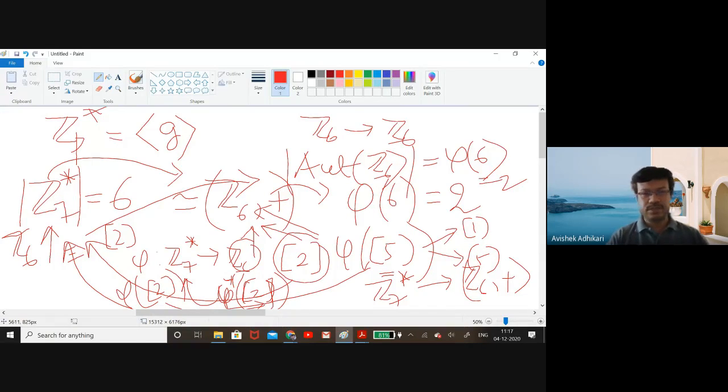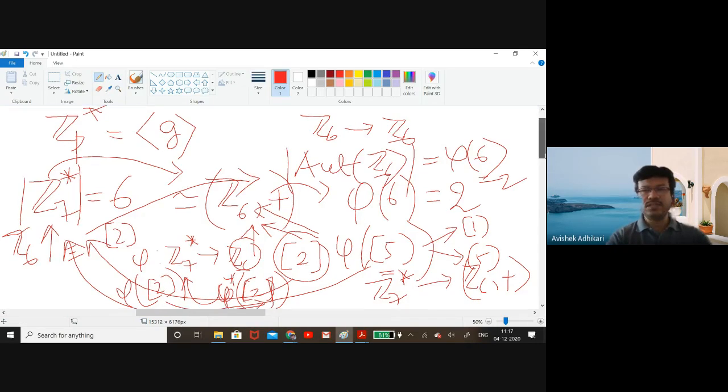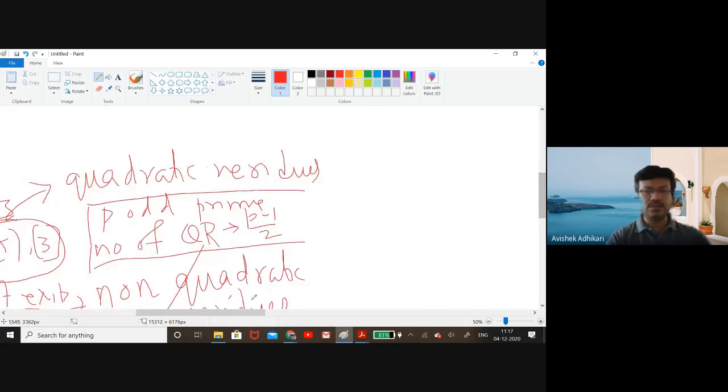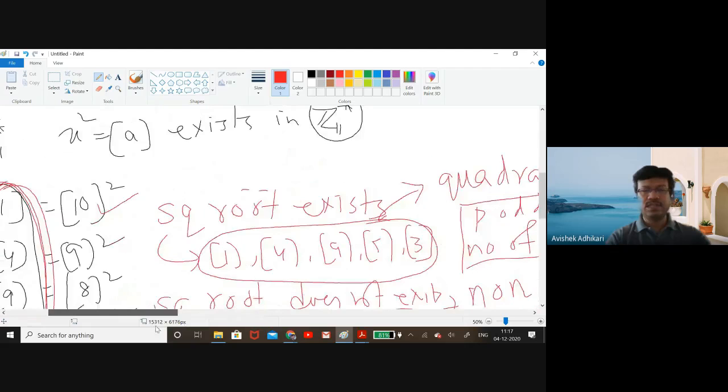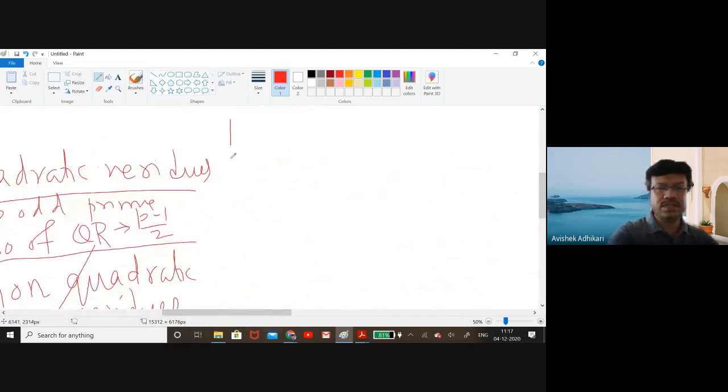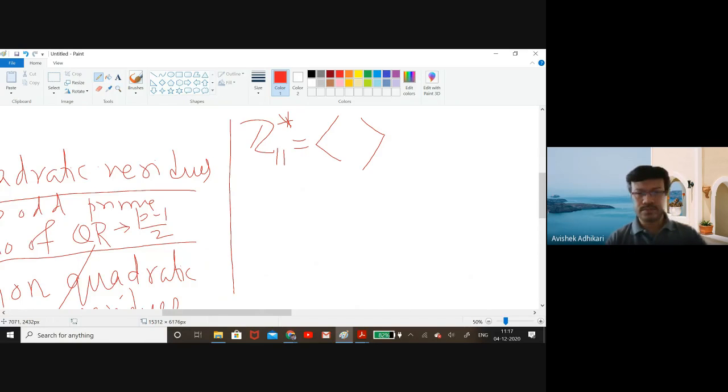Yeah, that's true. Okay. So now, could anybody give me any generator of Z11 star? Then that will be easier, so I can continue with that example. Z11 star, can anybody give me any generator of Z11 star? Okay, I will come to it. Try to find it. I'm sure you will get it.